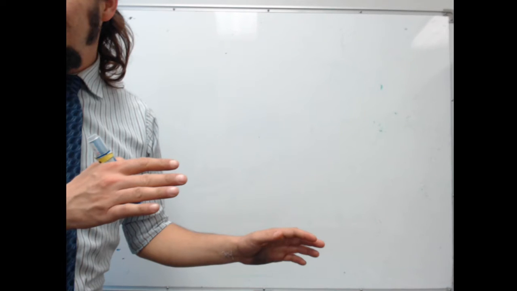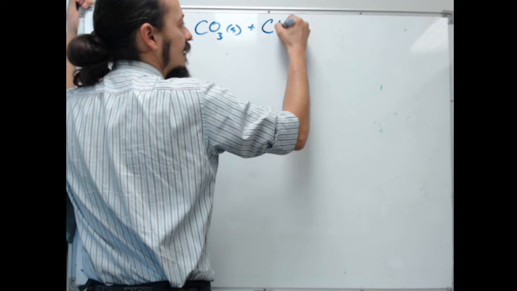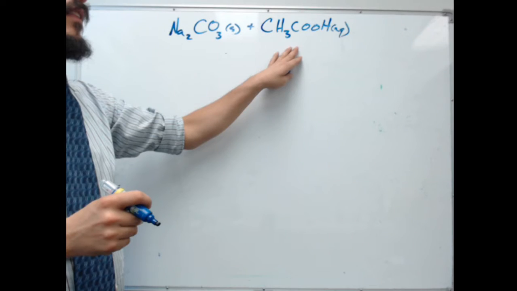So this problem is asking us to look at the reaction of sodium carbonate with acetic acid. And remember, there's a lot of different ways that you can write acetic acid. I write it this way because I like to accentuate the fact that there's a functional group here. That's the carboxylic functional group.